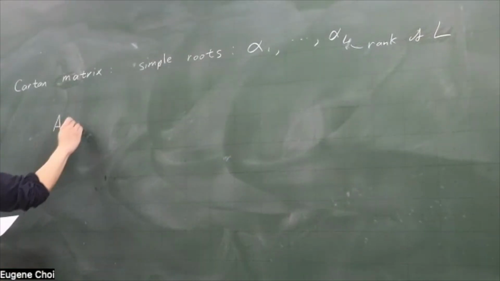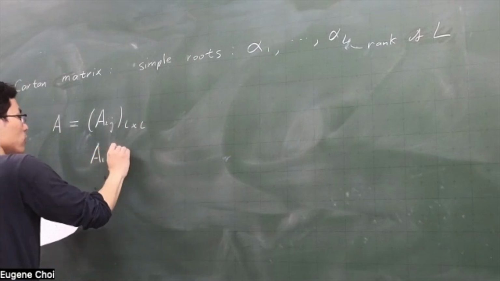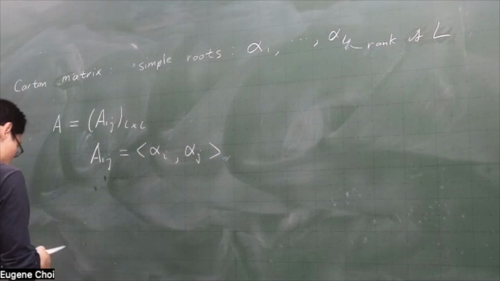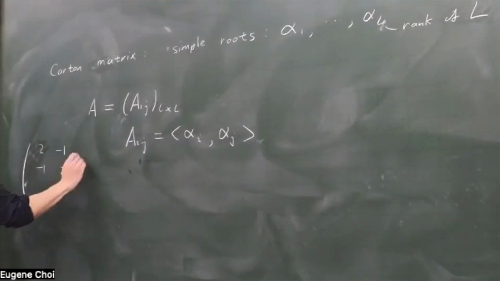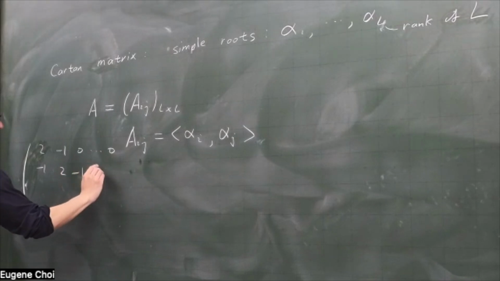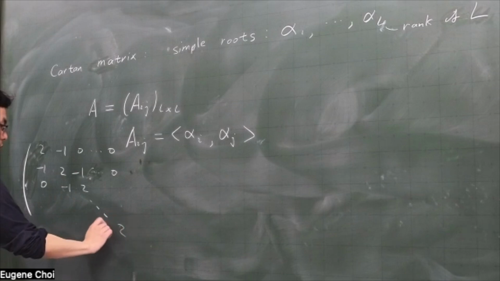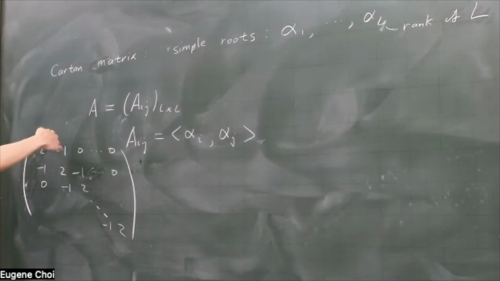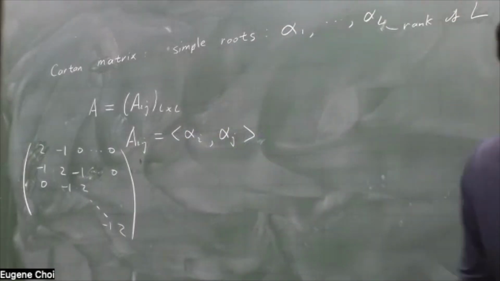And this matrix is A, which is of course A_ij, L by L, where A_ij is this bracket of alpha_i, alpha_j that we've seen before. So for example, the simplest example we can have is this L by L matrix. It's diagonal, all the diagonal entries are 2, and the next-to off-diagonal parts are all minus 1. So that's one example. And of course, you can have non-symmetric ones as well.